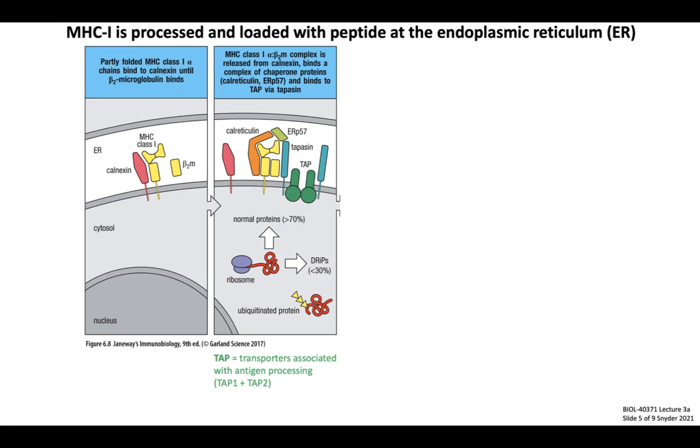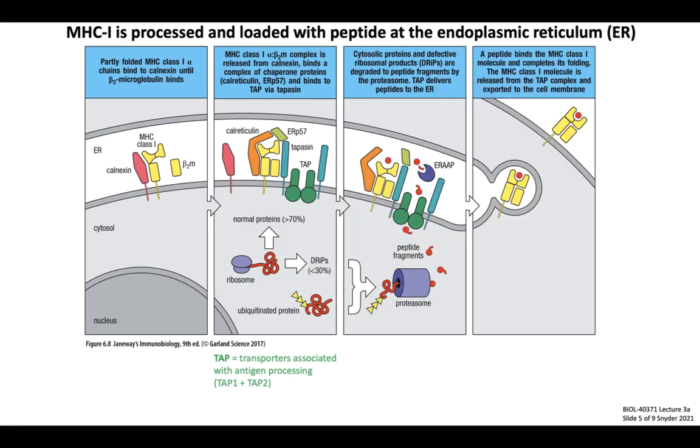So how do these peptides actually meet up with the MHC1 binding cleft? The answer is this green complex here called TAP, which stands for transporters associated with antigen processing. TAP is located at the ER membrane and functions as a transporter channel that takes these little red peptide molecules from the cytosol and translocates them into the lumen of the ER.